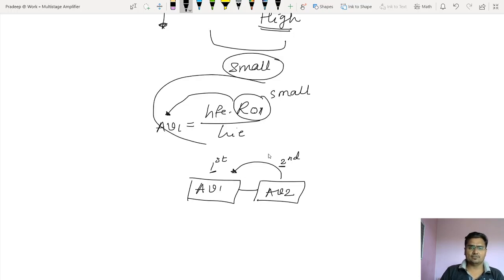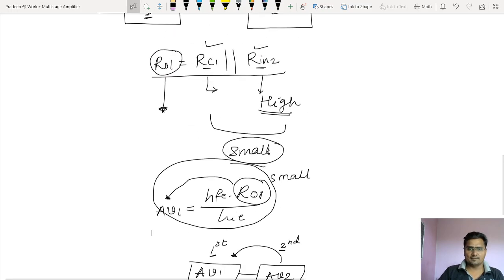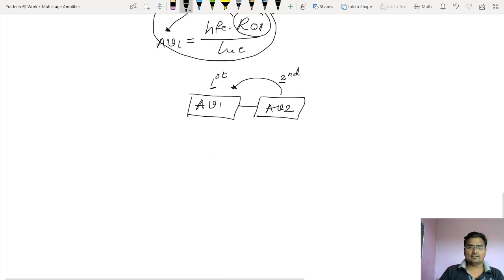Obviously, by the reference of this equation, by the reference of RC1 in parallel with Rn2. So this is what the first stage is taking as a load, or the second stage is giving a pressure, giving a load on the first stage. Why? Because the second stage is now acting as a load for the first stage.